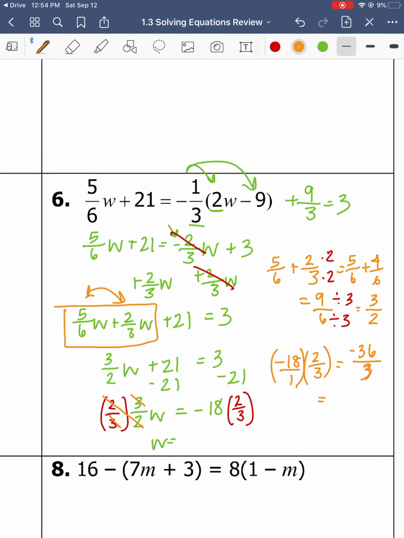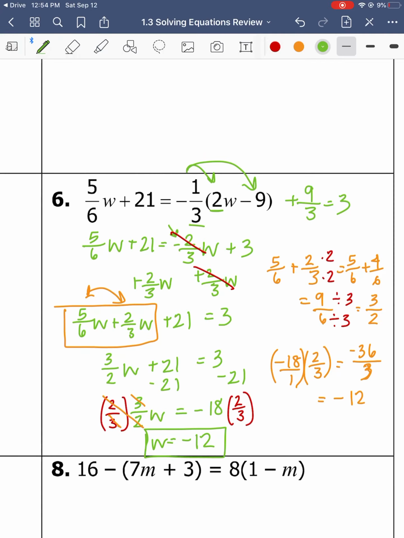We can divide negative 36 by 3. That's actually equal to negative 12. So this right side reduces to negative 12. So w is equal to negative 12 there. So a lot more steps involved here.